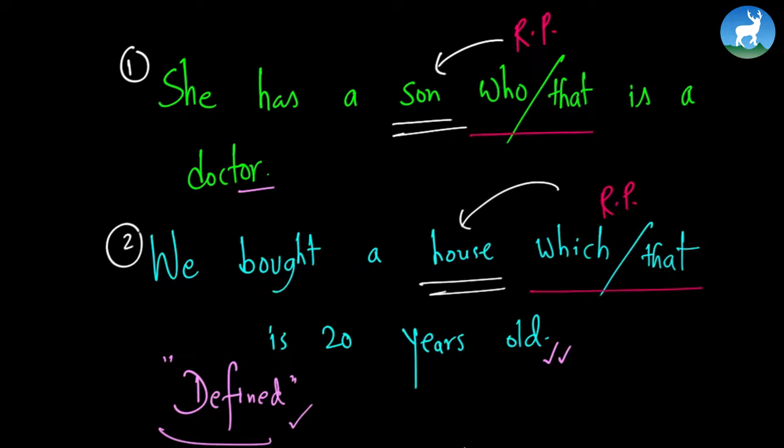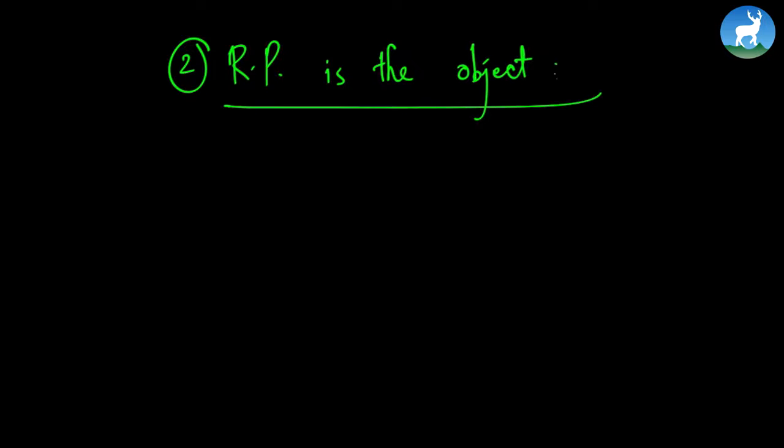Now let's go to the second subsection, which is relative pronoun as the object. In this case, the RP or the relative pronoun is the object. In the first case, the relative pronoun was the subject. Now we are talking about RP as the object. When the relative pronoun is the object of the clause, we can drop the relative pronoun if we want to. Again, the clause can come after the subject or object of the sentence.